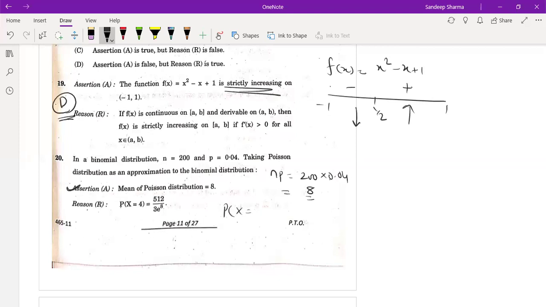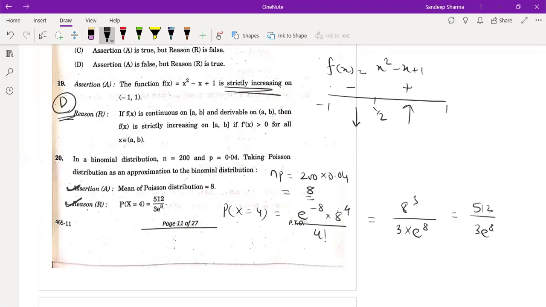P of x equal to 4. So x is equal to 4 will be e to the power minus 8 into 8 to the power 4 divided by 4 factorial. What will 4 factorial give? 8 to the power 4 over 4 factorial: 4 into 2 goes, 3 is left, and this is 8 to the power 3. So 8 to the power 3 is 512 divided by 3 e to the power 8. Yes, this is also correct.